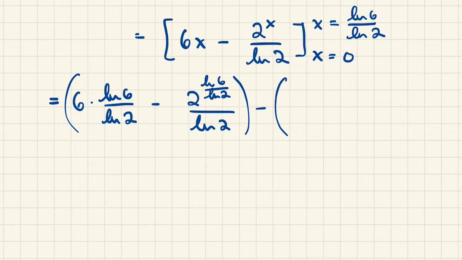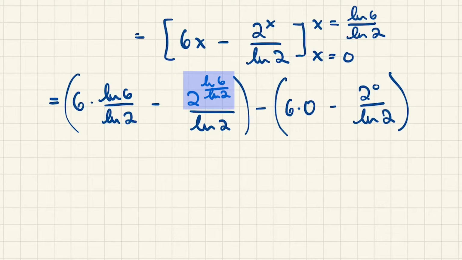And we're going to subtract the antiderivative with 0 plugged in for x. So that would be 6 times 0 minus 2 to the 0 over ln 2. And wow, we certainly have our work cut out for us here. Let's put our attention on this part right here, 2 to the ln 6 over ln 2.